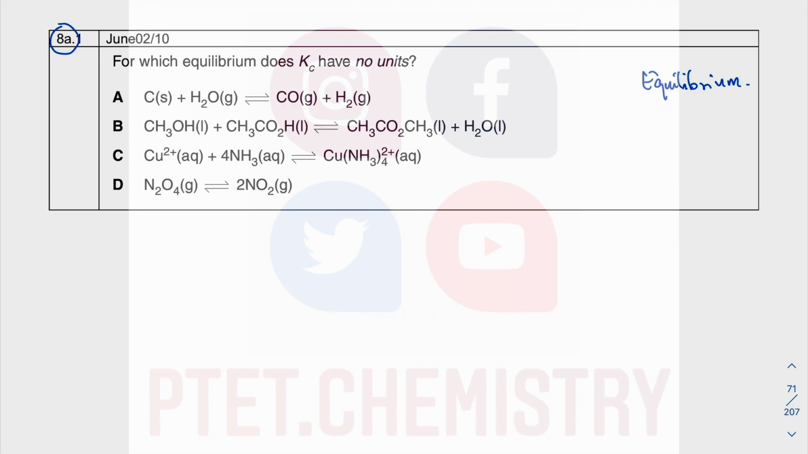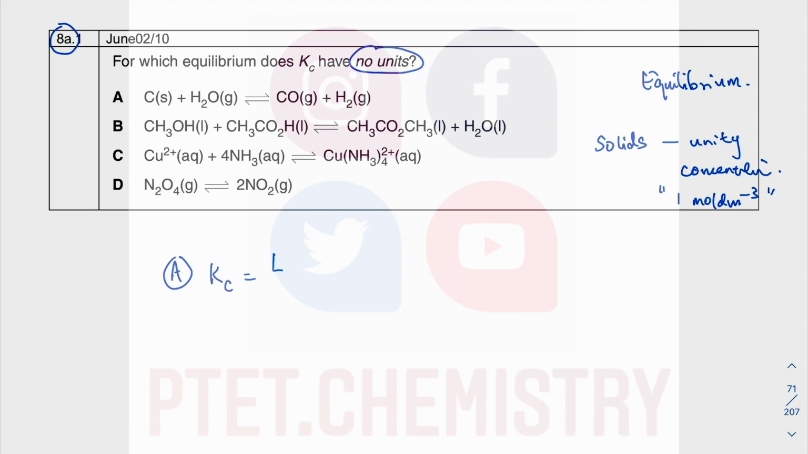Alright, so when we talk about the units on the Kc expression, in general we say that solids have a unity concentration, meaning to say that we don't simply say it has zero concentration, because then it will invalidate your calculation. It will make your calculation or your expression look like nonsense. Okay, so we use square bracket for concentration.